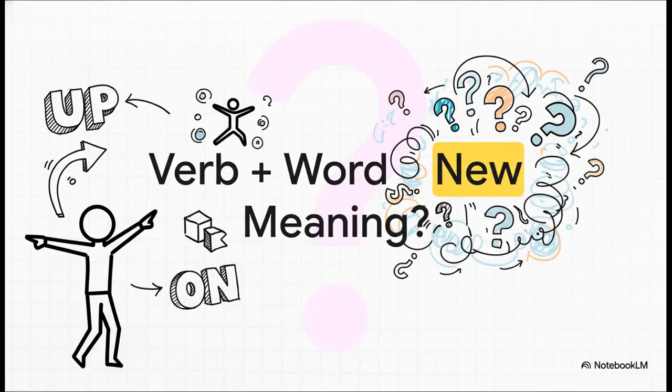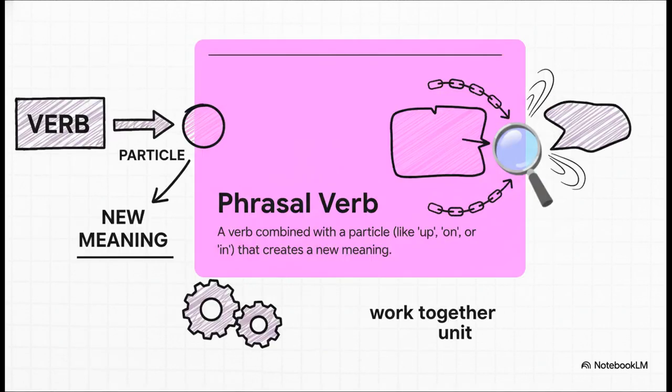It really boils down to this, doesn't it? You know a verb, like get, and you know a tiny little word, like up. But when you put them together, the meaning seems to have absolutely nothing to do with the original parts. And yeah, it can be super confusing. So let's get on the same page. What exactly is a phrasal verb?